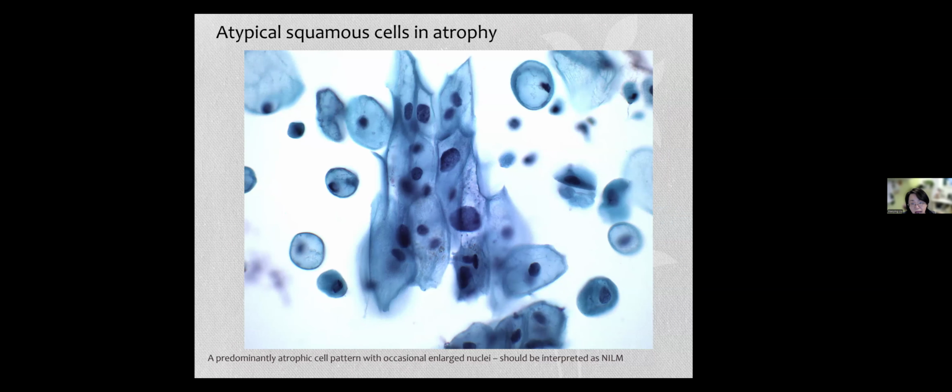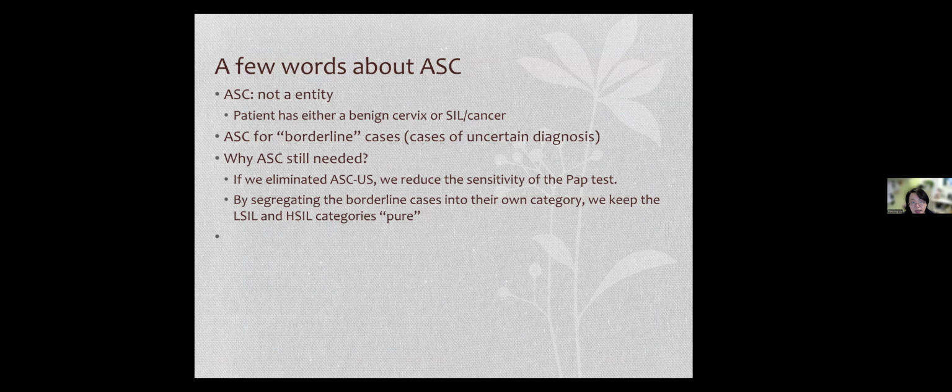And this is in atrophy. In an atrophic smear, sometimes it's hard because you have enlarged, dark, hyperchromatic nuclei, but the surrounding is all typical atrophy. You could call this atypical, but seriously, this should be interpreted as negative with atrophic pattern. Again, ASCUS is not an entity; it is only reserved for when you suspect a squamous intraepithelial lesion.